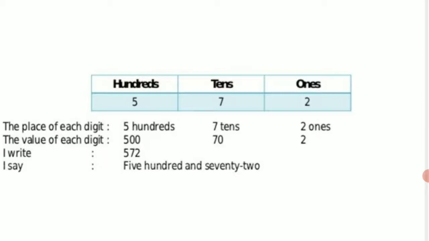So the place value of 5 is 500, since 5 belongs to hundreds place. 7 belongs to tens place, so the place value of 7 is 70. And the place value of 2, since it belongs to the ones place, is only 2 or 2 ones. So the value of the digit is 500 plus 70 plus 2. Here we get it as 572 in compact form. And when we say the number name, we read it as 572.